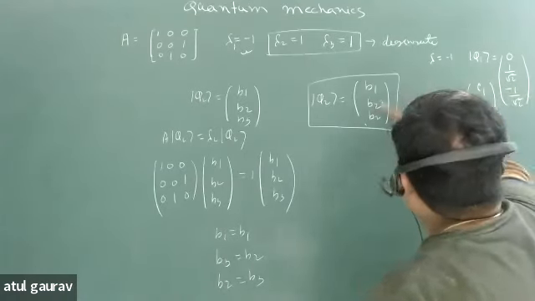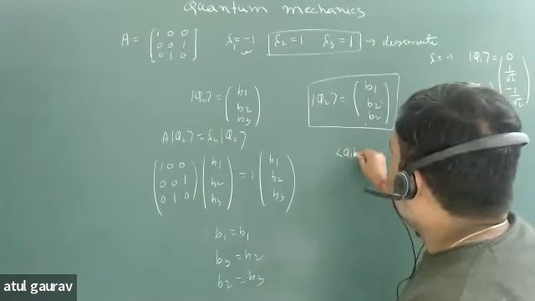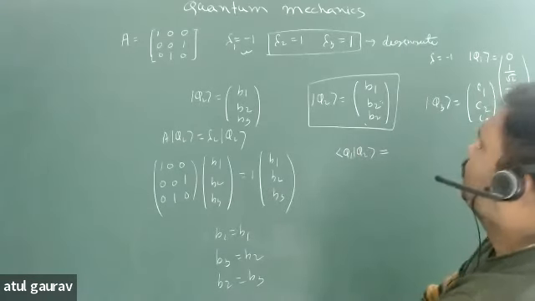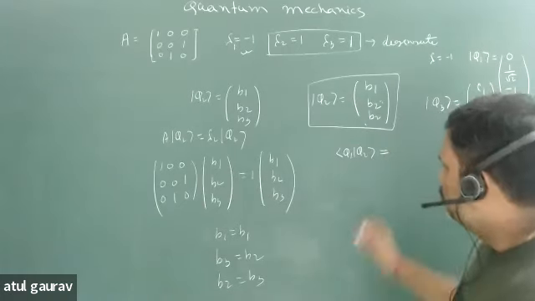You can just do the scalar product. What will happen? Phi 1 and phi 2. Just do the copy and see. Yes, sir. It is coming out to be 0.